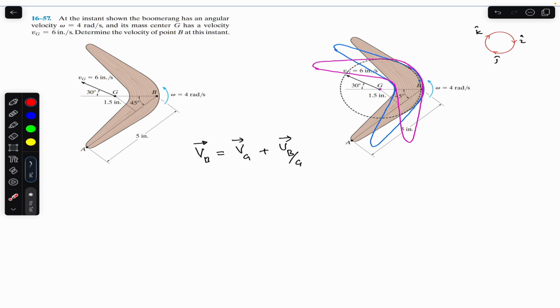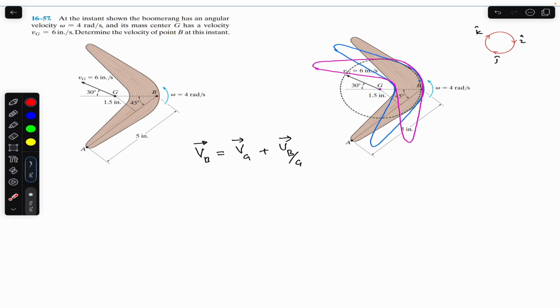Now to solve this problem, we need to think of the direction of these velocities. We are unknown about the velocity of this point B since it is required to be determined. The direction of the velocity of point G is given. That velocity has a magnitude of 6 inches per second and making 30 degrees with the horizontal. And this is the relative velocity of this point B with respect to G.